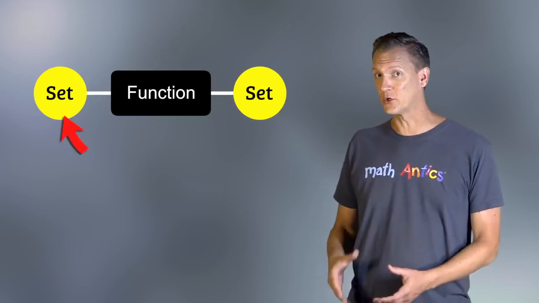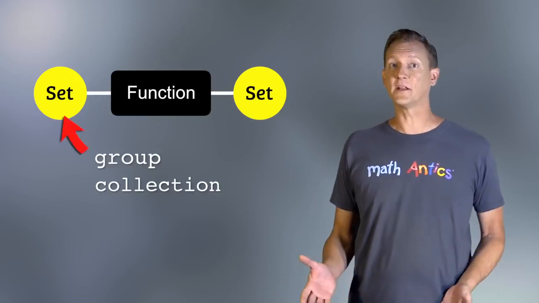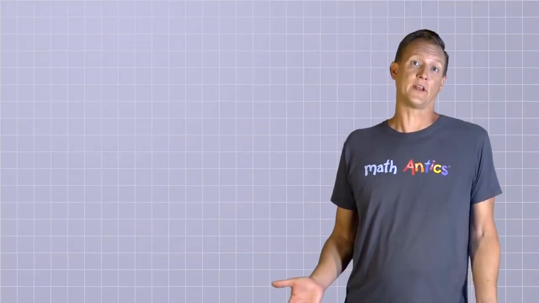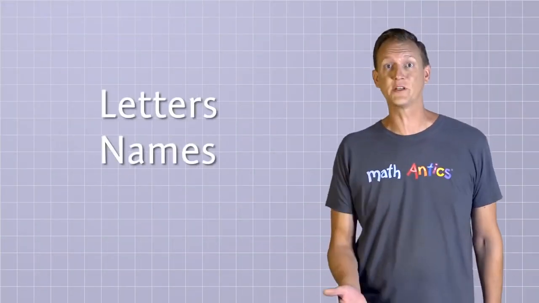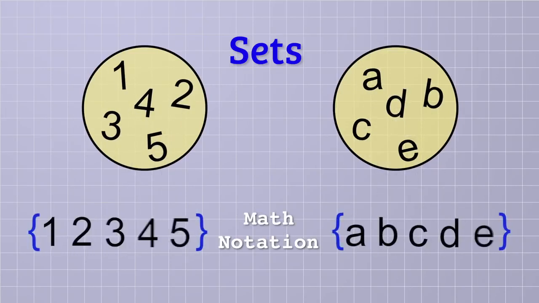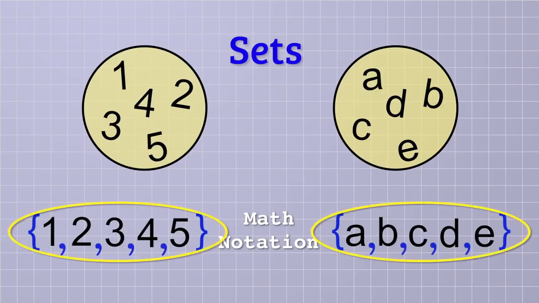A set is just a group or collection of things. Often it's a collection of numbers, but it doesn't have to be. A set could be a collection of other things like letters, names, or just about anything. Sets are sometimes shown visually like this, but more often you'll see sets written using a common math notation where some or all of the members of the set are put inside curly brackets with commas between them like this.